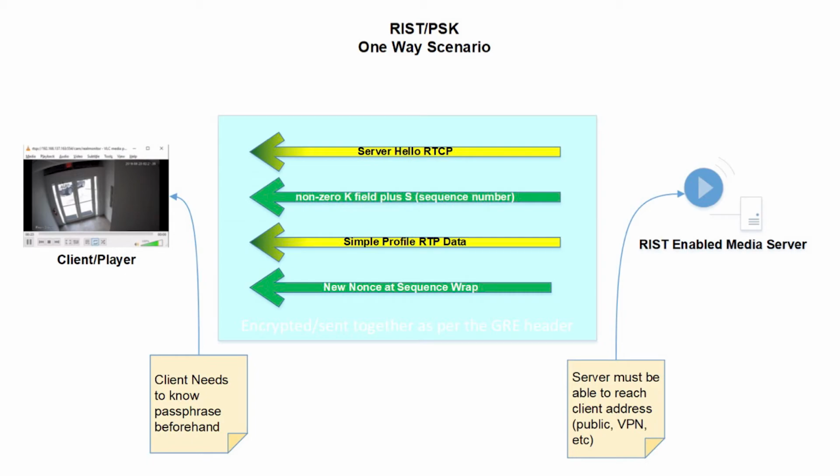Or it could be perhaps a VPN address, a one-way VPN address, or some security model that requires one-way communication. It's not necessarily satellite. And as always, the client player and the media server, or whichever two pairs you have there, must have shared the passphrase some other way.